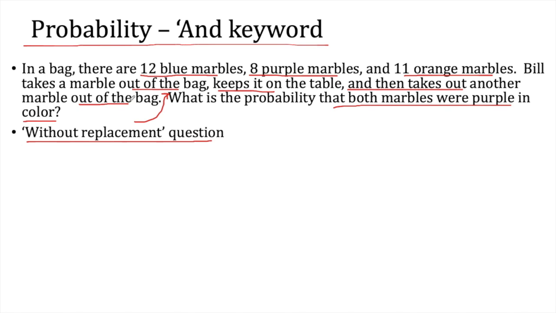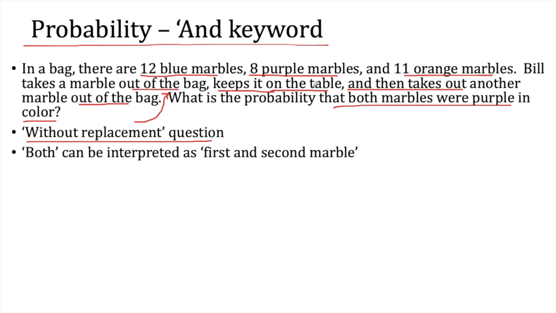Now, in most probability questions, they won't say he takes it out and keeps it on the table. They would just say he takes out two marbles without replacement. And when the question says that, you should be able to interpret it as he does not put it back inside. So we'll be looking at how to solve a without replacement question in this video.